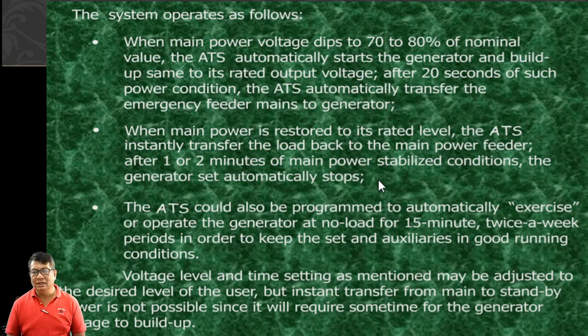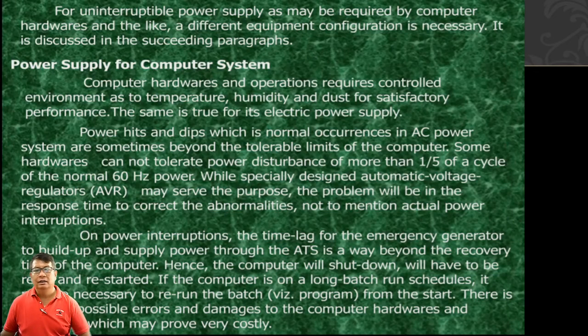Okay? So, voltage level and time setting, as mentioned, may be adjusted to the desired level of the user, but instant transfer from main to standby power is not possible since it will require some time for the generator voltage to build up. Especially if our generator, which is usually a self-excited shunt generator.